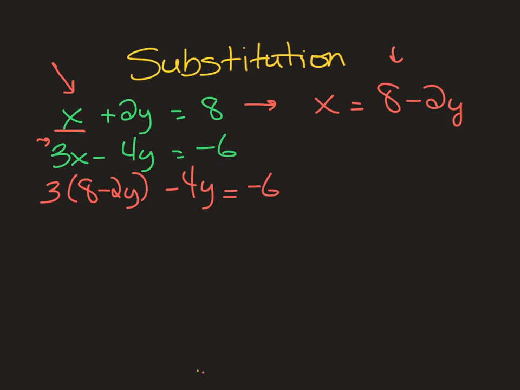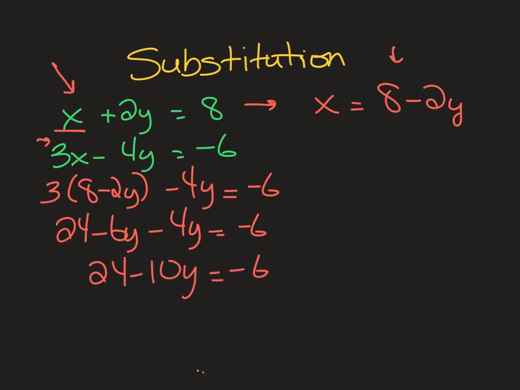I'll have y's, so I can solve that. Distribute the 3 like that, minus 4y equals negative 6. Now, if I subtract the y's there, I get negative 10y. I'm going to move the 24 over, gives me negative 30, divide by the negative 10, it gives me 3. And there's my y.